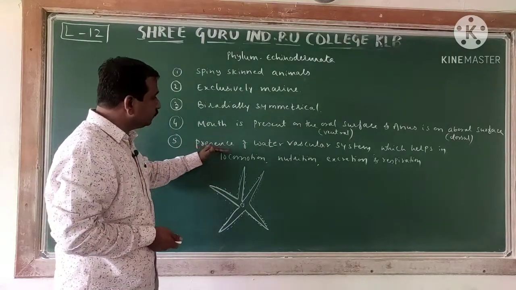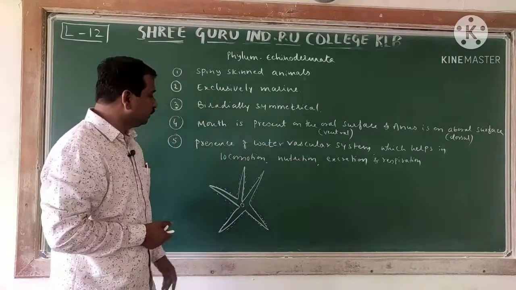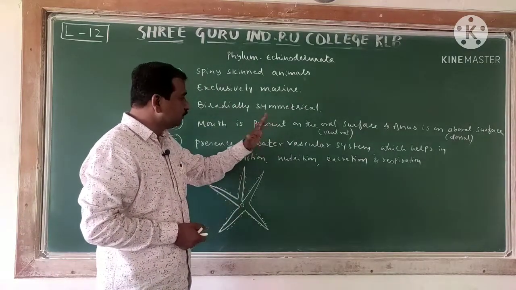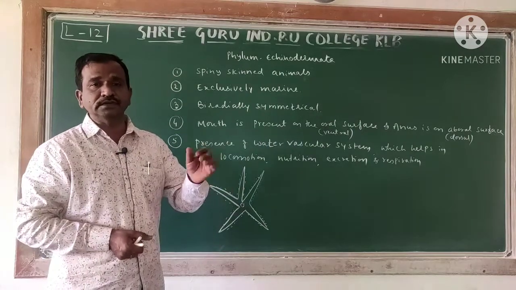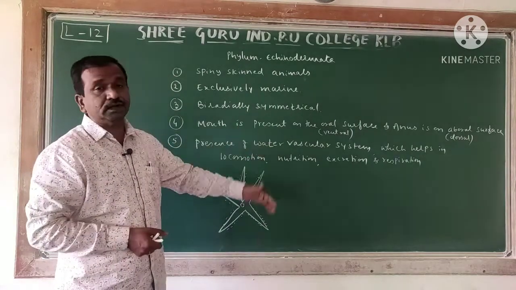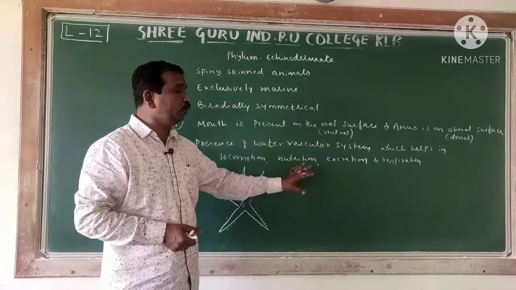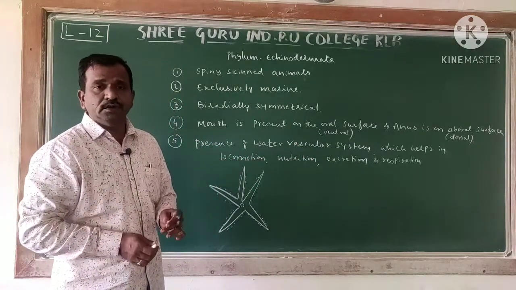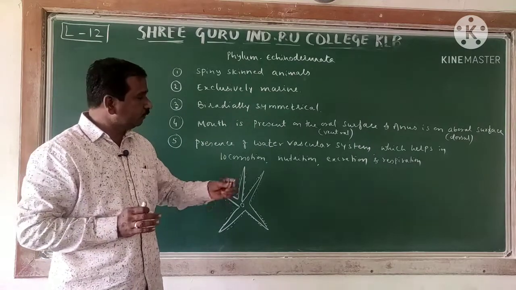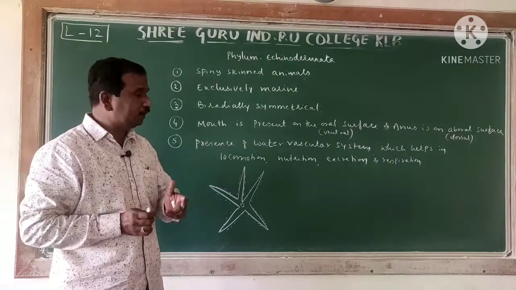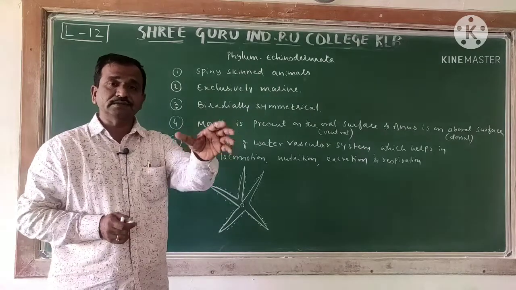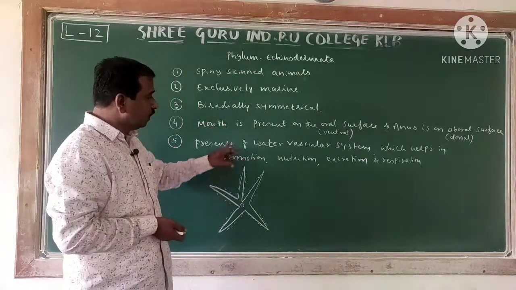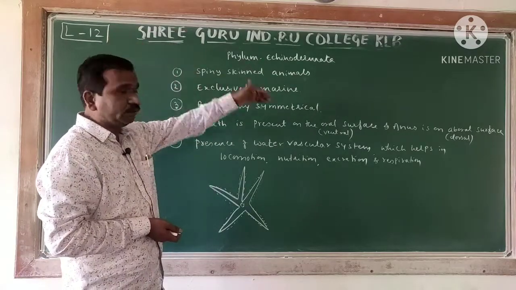The fifth character is the presence of water vascular system, which helps in locomotion, nutrition, excretion and respiration. This is the unique feature of the phylum Echinodermata, because nowhere else will you find the water vascular system. Because of the water vascular system, several functions are dormant. Here the excretory system is absent, because all those functions are performed by the water vascular system.